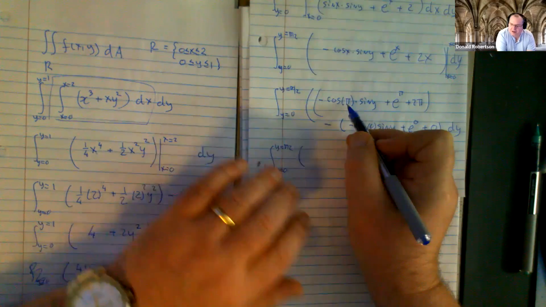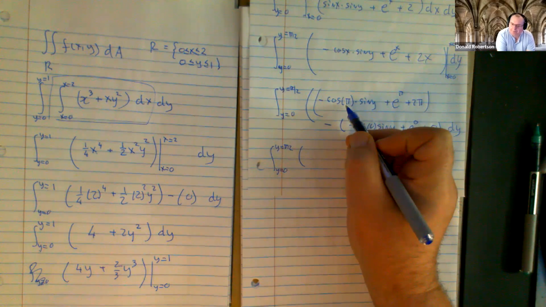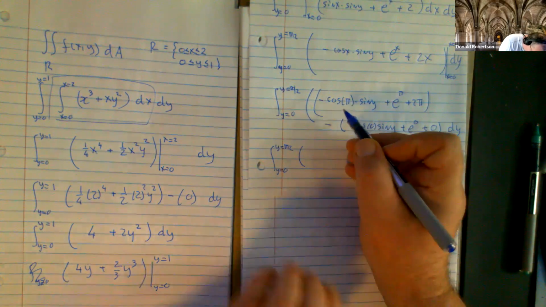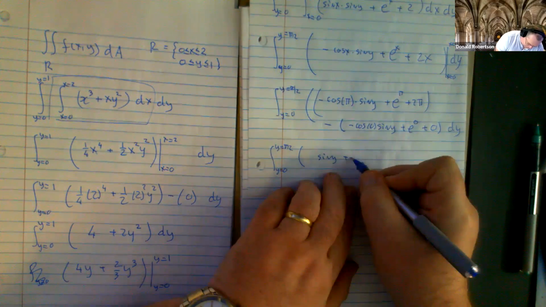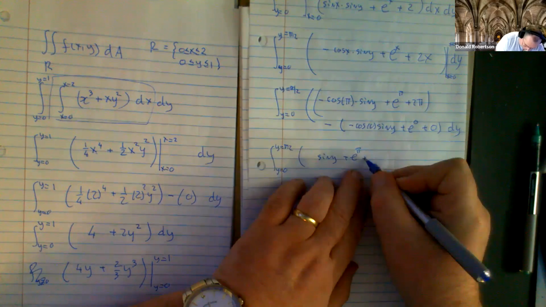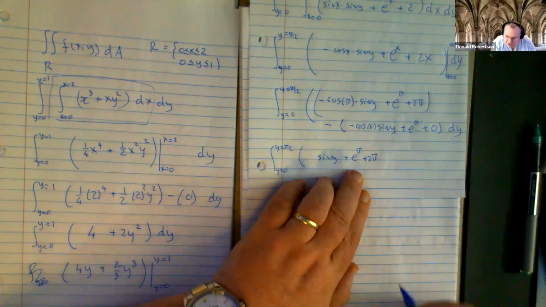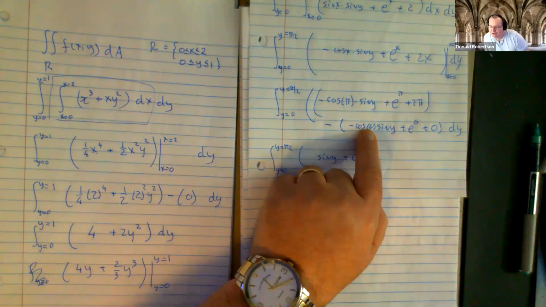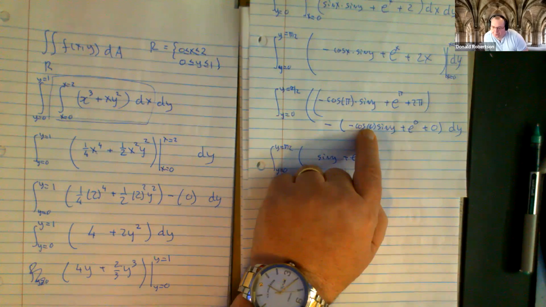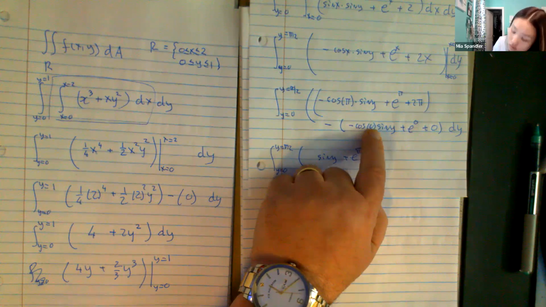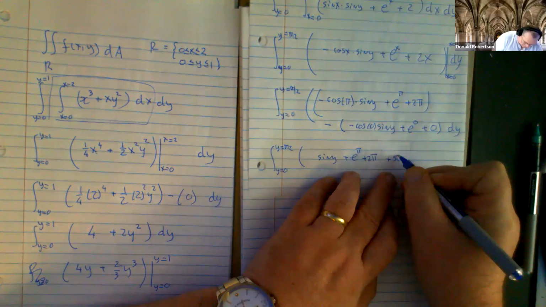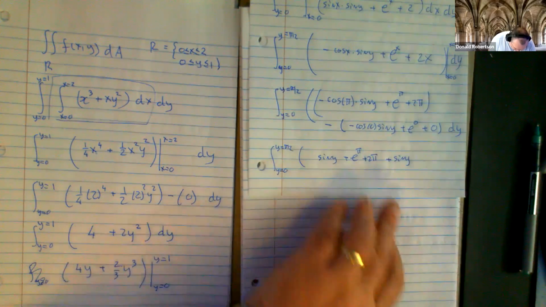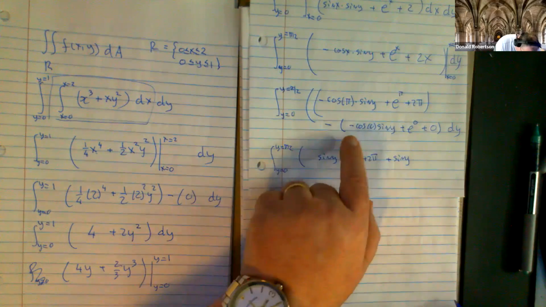What's the cosine of pi? What number is the cosine of pi? -1. So 2 negatives make it a positive, so that guy gets you sine y. E to the pi is just an ugly number, so it's e to the pi. 2 pi is just a number. Now, what's the cosine of 0? What number is the cosine of 0? 1. So that's -1, but then you're going to subtract it, so you get a plus. One of those. Isn't that 1? Take away 1.